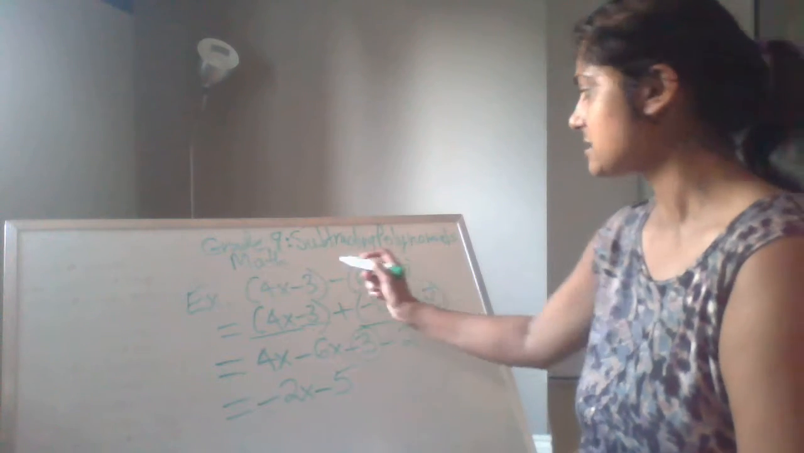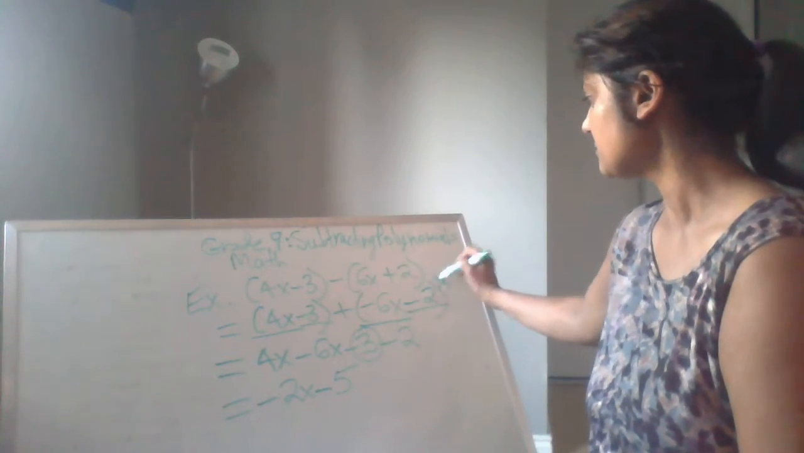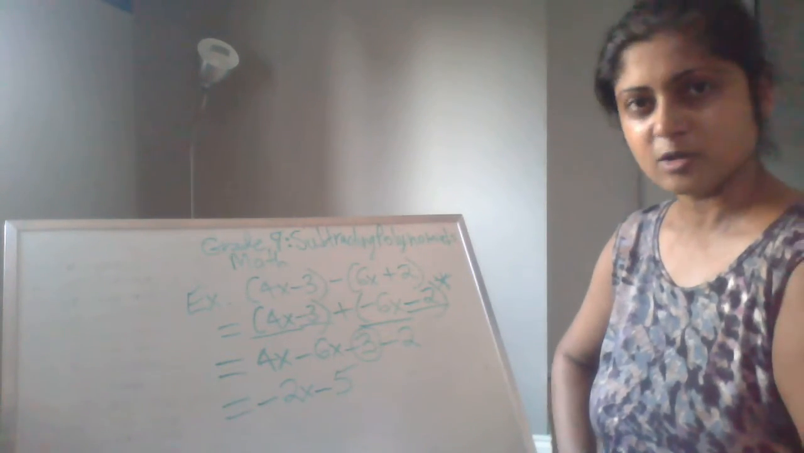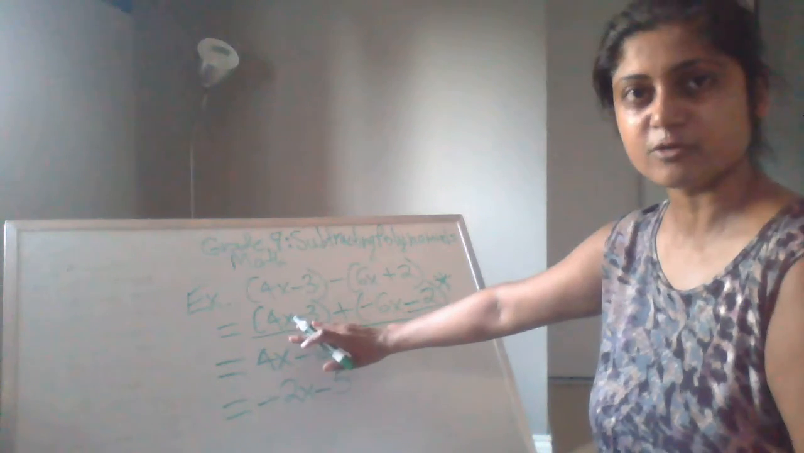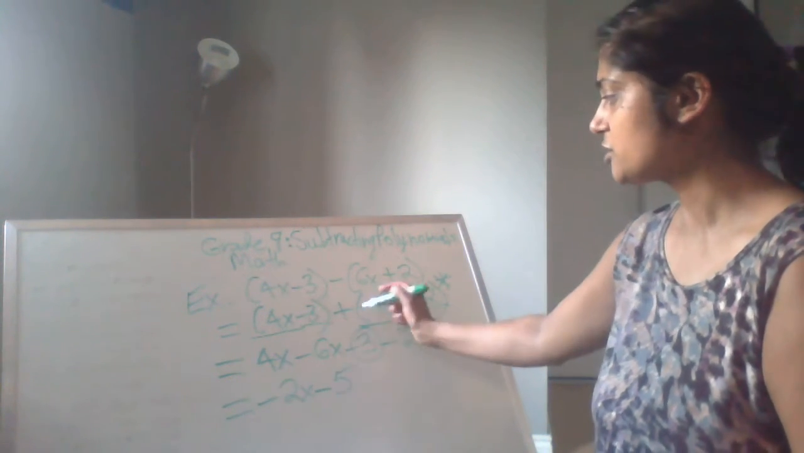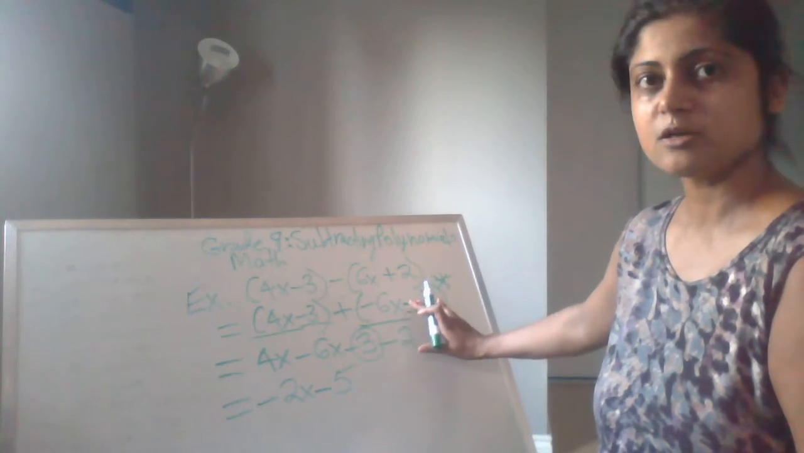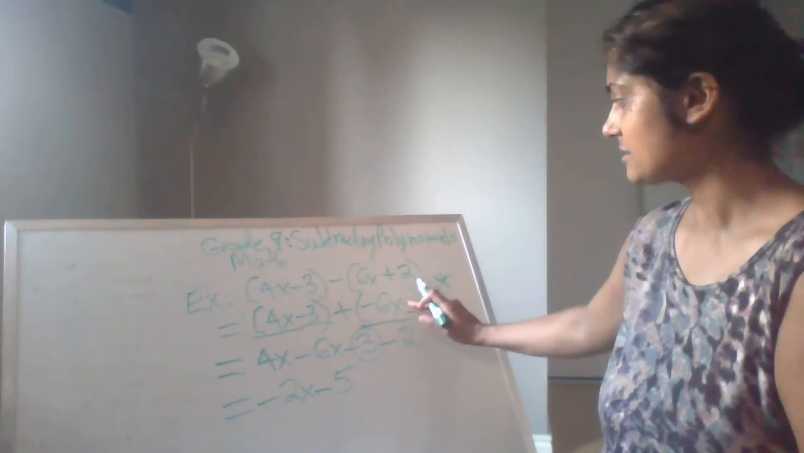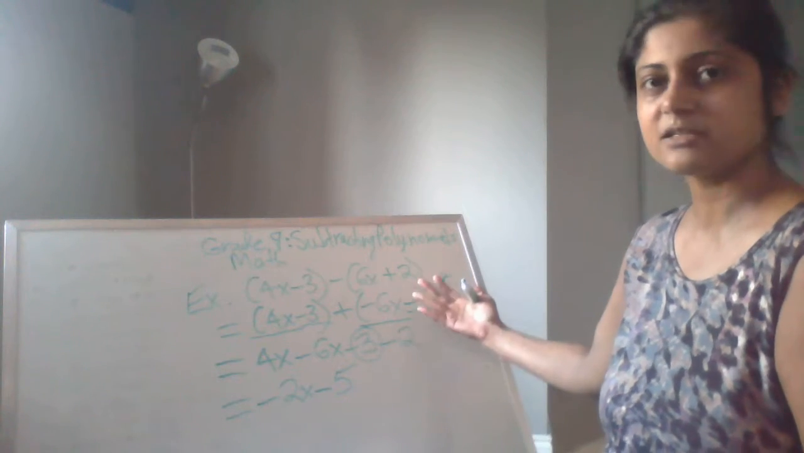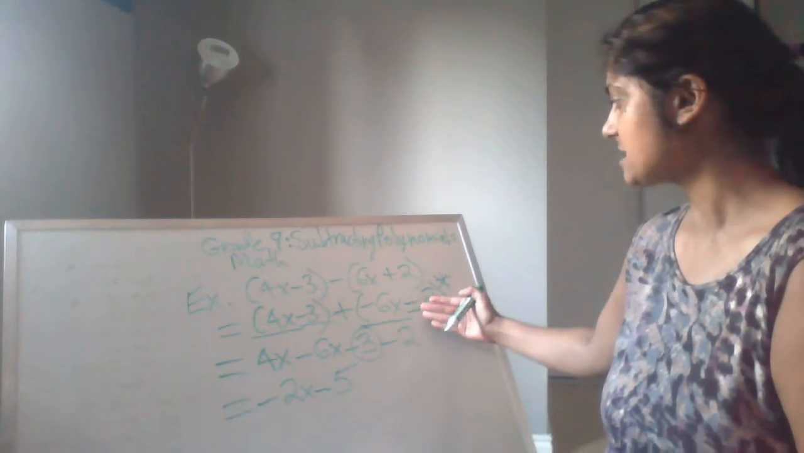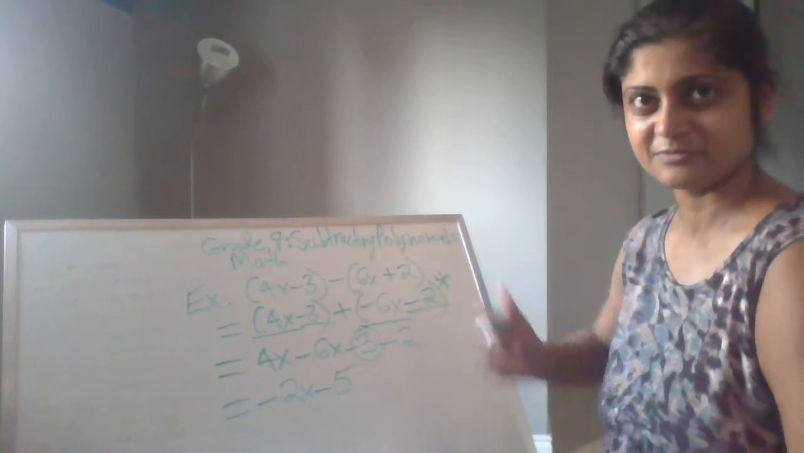So this is the one step that we added in, so I'm going to put a star there. One more time: you're going to keep the first bracket the same. I'm going to change the sign to positive in the middle. And I'm changing all the signs in the second bracket. If it's positive, it's going to become negative. If it's negative, it's going to become positive.